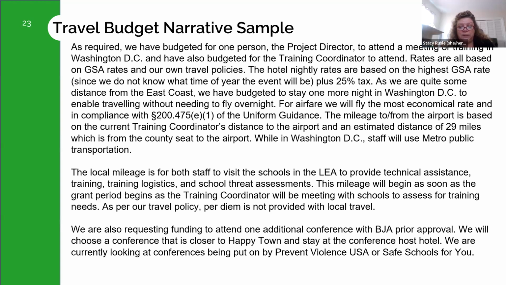Then in the last paragraph, I talk about wanting to go to a conference with BJA prior approval. The reason I say with BJA prior approval, that's Bureau of Justice Assistance, is because BJA and a lot of DOJ grants will say, we'll pay for you to attend our trainings, but if you're going to attend a different training that's not one of ours, then you're going to have to get prior approval before you're allowed to spend the money and be reimbursed for those costs. So I just note that they're choosing a conference that's closer to the hypothetical Happy Town, and they'll stay at the conference hotel. And I completely made up these two organizations, saying that they're looking at conferences put on by Prevent Violence USA or Safe Schools for You. Next slide.